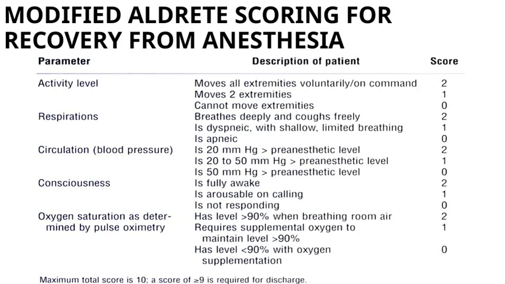Now, let's take a look at the modified Aldrich scoring system for recovery from anesthesia. This scoring system is a crucial tool we use to assess whether a patient is ready to be safely discharged from the recovery area. It evaluates several key parameters including activity, respiration, circulation, consciousness, and oxygen saturation. Each of these factors is assigned a score, and the total helps us determine if the patient has recovered sufficiently. The modifications to the original Aldrich score aim to improve accuracy and ensure patient safety.